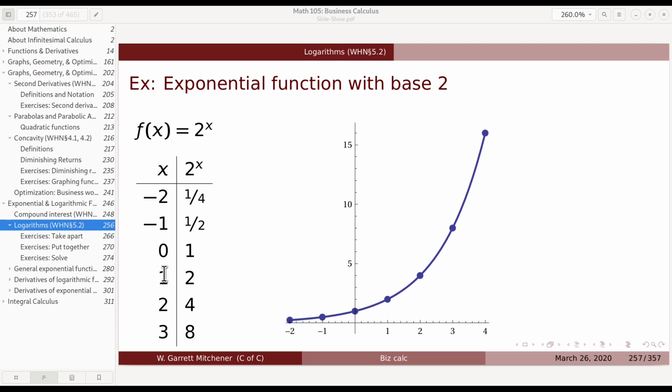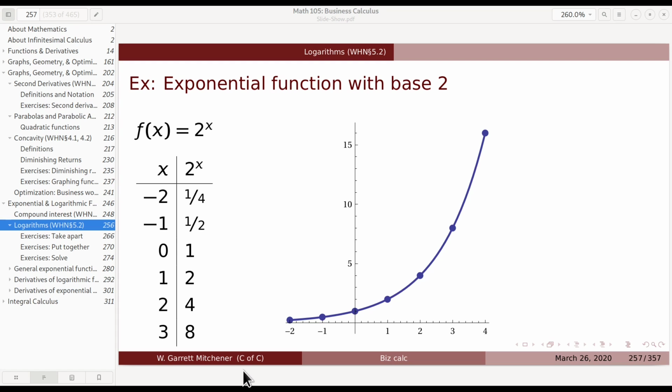I've picked some values of x and put them here and calculated 2 to the x over here. If these numbers seem a little mysterious to you, then I encourage you to do a little more practice with exponents and particularly with negative exponents and get a feel for how this works. In particular, 2 to the x is very much not the same thing as x squared.